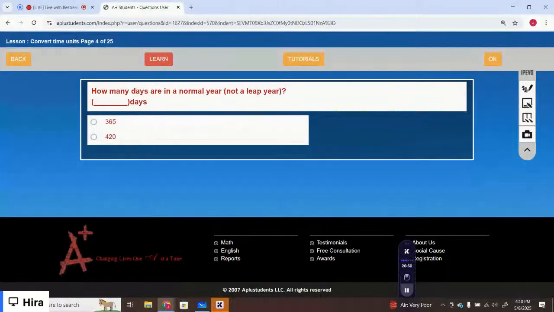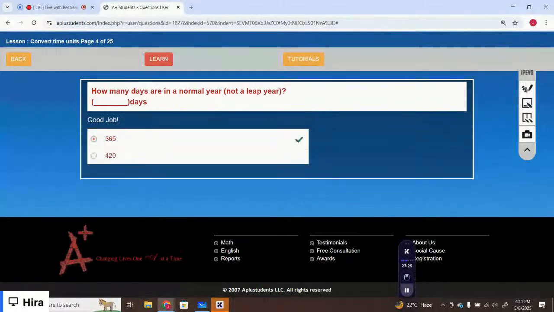How many days are in a normal year, not a leap year? So which is the correct option? That is 365 days. Option number 1 is the correct option.